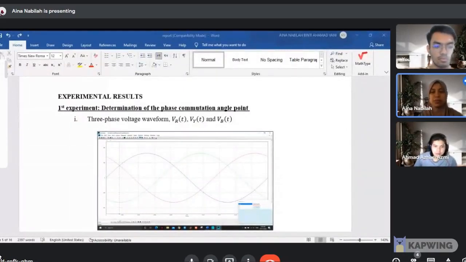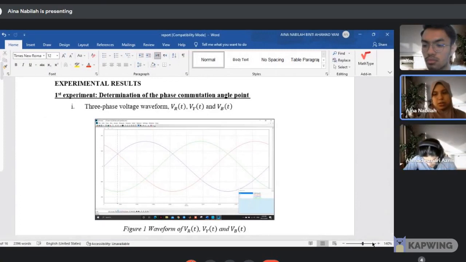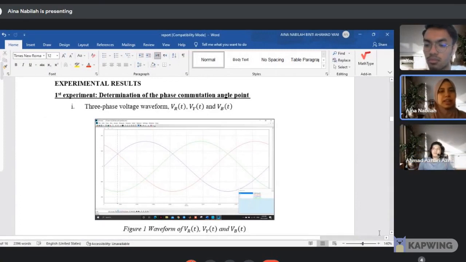So we are from group F1. We are going to present our report, which is PE1, control three-phase with rectifier. As the first experiment, we determine the phase commutation angle point.